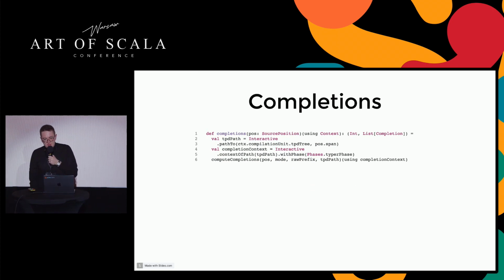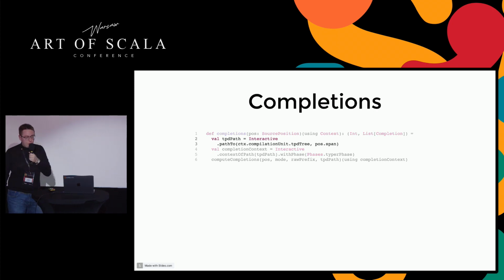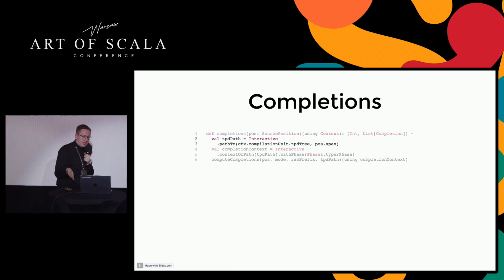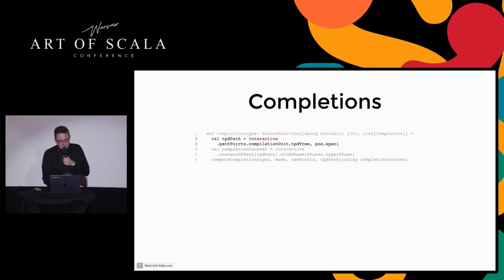This method is implemented directly in the compiler, so it has to be used with a specific Scala version. The first step in this method is calculating the path. We saw path previously in hover, but now again, we are recomputing this for the completion. So let's see how the path is actually computed and what this path is.